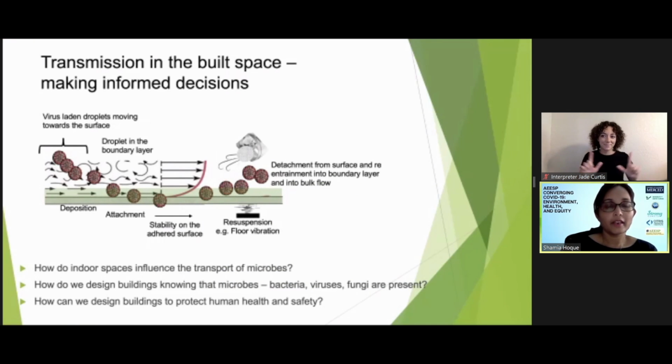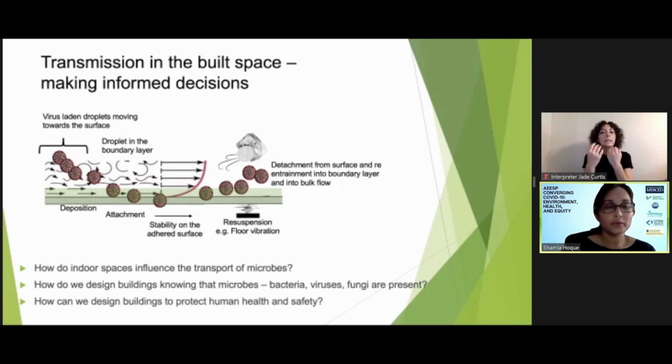So we have heard about aerosol transmission and about its release in the atmosphere, in the bulk air, and in our indoor spaces. I'm going to focus on how we can take those decisions so that we can build spaces which are safe and healthy for us.